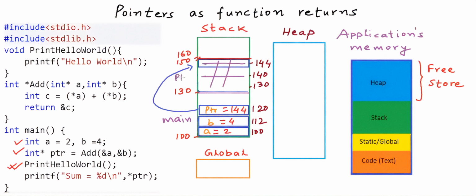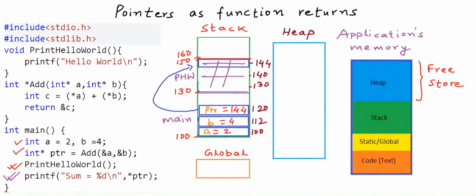I'll write phw as a shortcut for print hello world, and it has been overwritten. So this block at 144 no more stores the value 6. So when we come here at this print statement to print the value at this particular address, we get some garbage value.